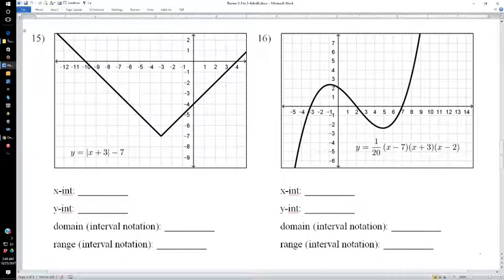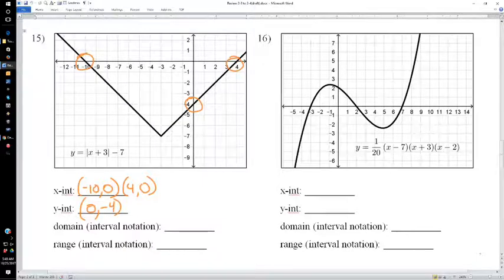Alright, number 15 and 16. 15 is an absolute value function. You have x-intercepts, and you can see they cross right here at negative 10, and there at positive 4. So we're at negative 10, 0, and positive 4, 0. Right, those are the solutions to the equations. That's where it crosses the x-axis. Your y-intercept, you can also see that one. That one's right there at negative 4. So if you can see it, just grab it. Okay? So your y-intercept is at 0, negative 4.